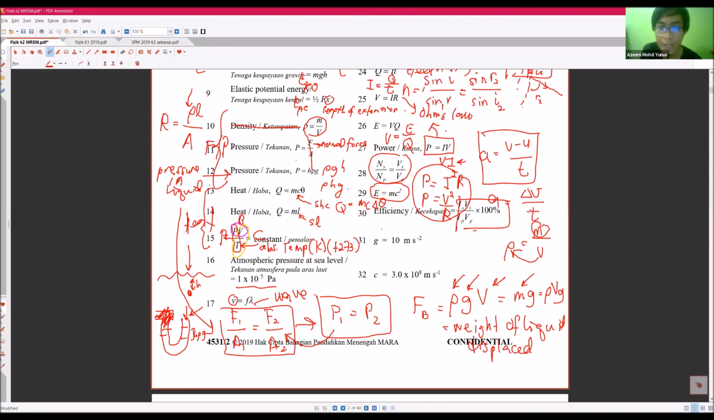What about this formula here? E equal to VIt here is not given because this is coming from the same formula as efficiency. We just set the efficiency to 100%, and then we can bring one of the denominator or numerator to the left side or right side.